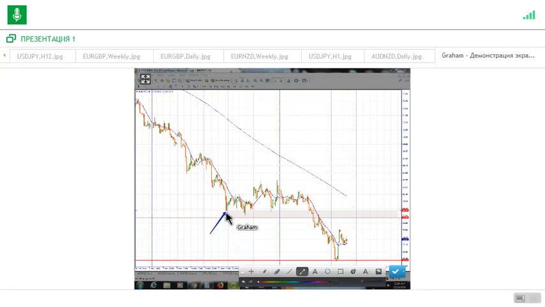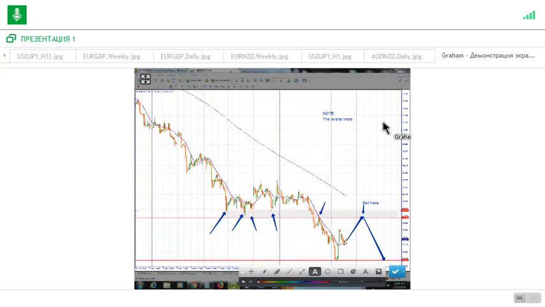We have a support here, and here, which was broken and now resists the price above. We want price to come to this place here so that we sell further to the lower side. So this is the correct place to sell from. Sell here. So I want to put a note here.